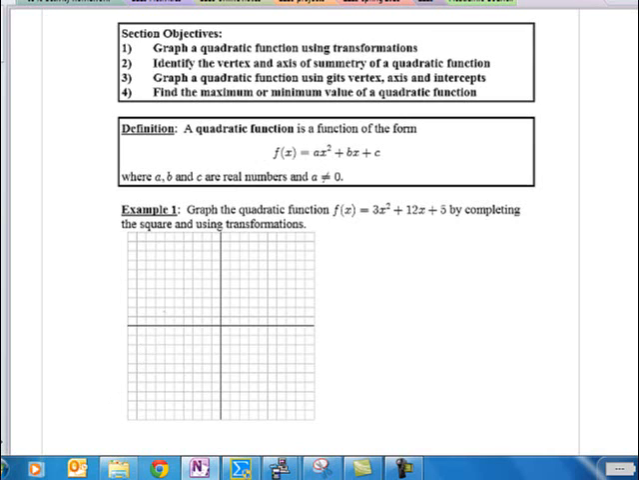So let's take a look at graphing this first quadratic function. f of x equals 3x squared plus 12x plus 5. So in the notation of the previous definition, a would be 3, b is 12, c is 5. One way we can graph these quadratic functions is by what's called completing the square and then using transformations. So let's go through the process for completing the square. Our goal is to try to get to this form, f of x equals a times (x minus h) squared plus k. That's our goal.